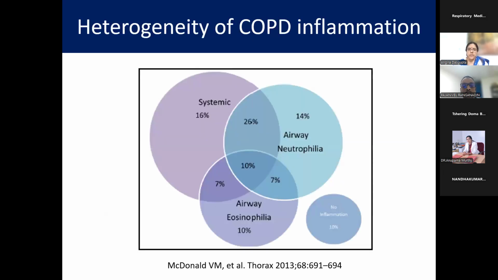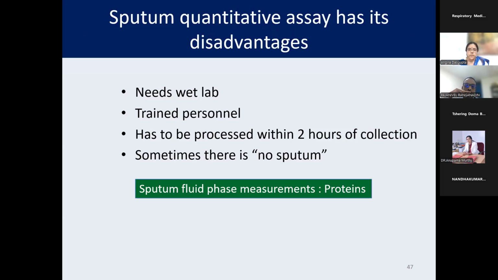So if we sum up the heterogeneity of COPD according to the inflammation that the patient has, the patient could have an airway neutrophilia, eosinophilia, systemic inflammation, or no inflammation at all. So this is a non-proportional Venn diagram. So you read the numbers, but do not go by the volumes.